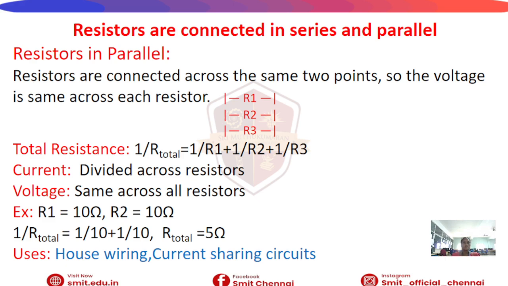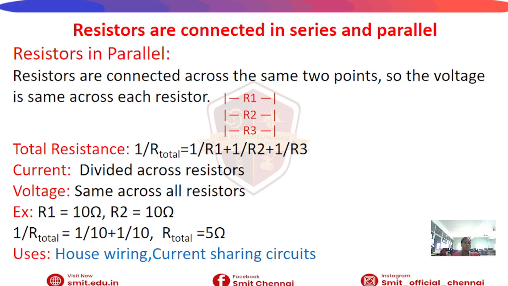Then resistors are connected in parallel. In a parallel connection, all resistors are connected across the same two points. The voltage is the same across each resistor, but the current is divided. How to calculate the resistance in parallel connection? The reciprocal of total resistance, 1 by RT, equals 1 by R1 plus 1 by R2 plus 1 by R3.